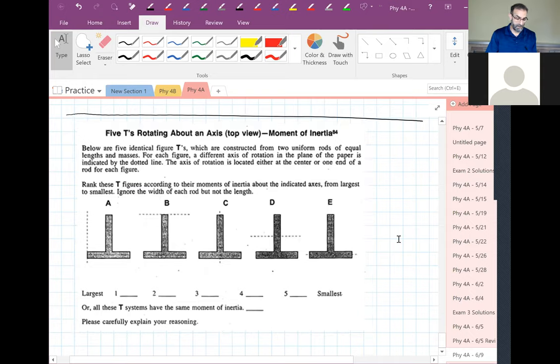All right, let's do a few of these. We're not going to rank them. Let's just find the rotational inertia in terms of L and M. Each one of these bars has mass M and length L. Or maybe I'll call them rods. We've been calling them rods.